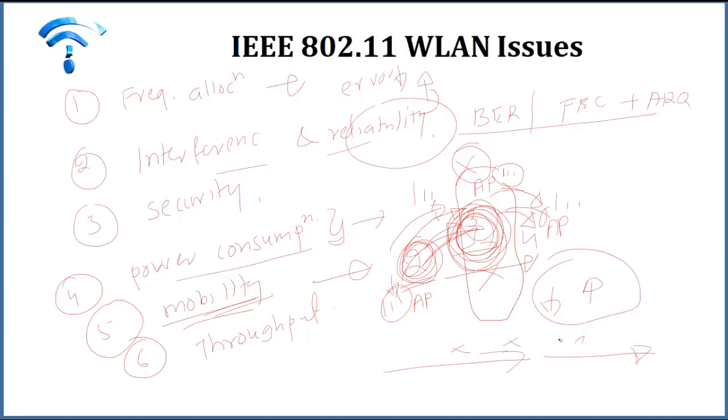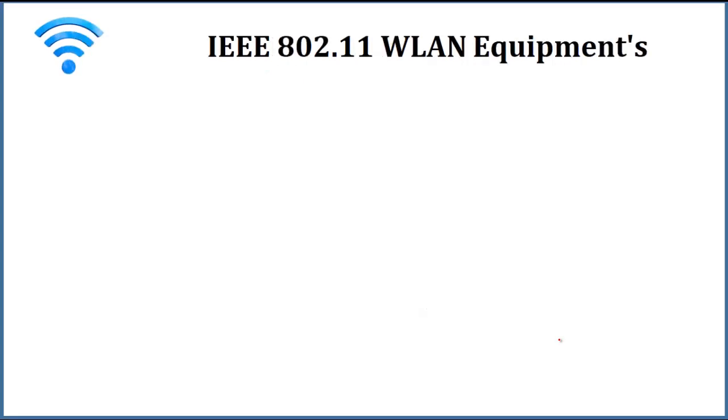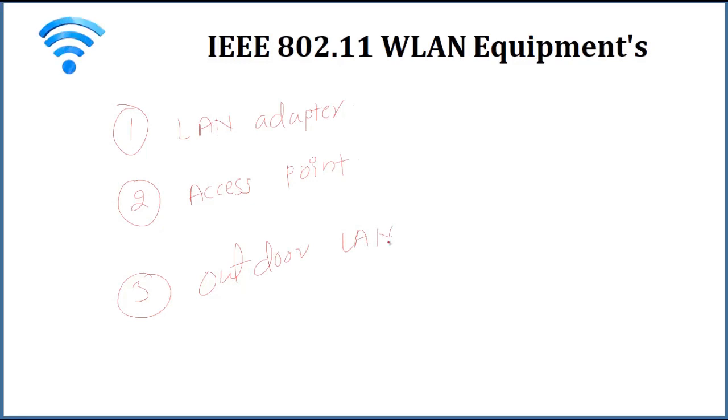Now in the next segment we'll see what equipment is used in a wireless LAN. As far as your knowledge is concerned, you know that in a wireless LAN there has to be a LAN adapter. Second, we have already discussed that an access point should be there. Then, slightly, we could say outdoor LAN bridges should be there. So LAN adapter, access point, and outdoor LAN bridge. These are just the basics. There could be minor small devices too.